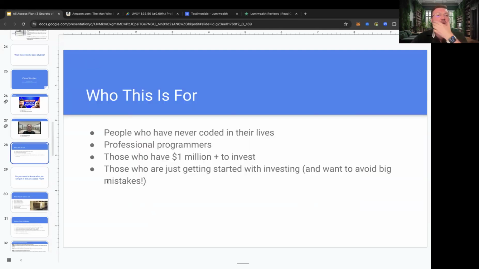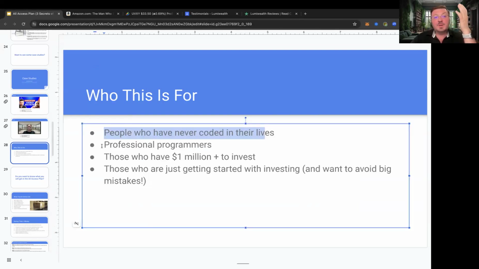Right. But as you can see here, who is this for? This program is for people who have never coded in their lives, but it's also for people that are professional programmers. So you can be a coder and get a lot out of it as a coder, as Centine did, or you could be someone who's never coded before, like Latoya, and still get a huge amount of value out of it, right? It's good for people that have $1 million plus to invest. We have some people in our courses that have a ton of money and they're like, yeah, whatever, throw it at this. Let's make a bunch of cash. Honestly, because they've made a lot of money trading over the years.